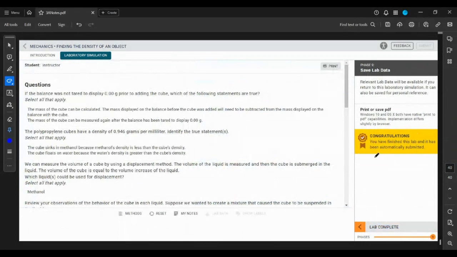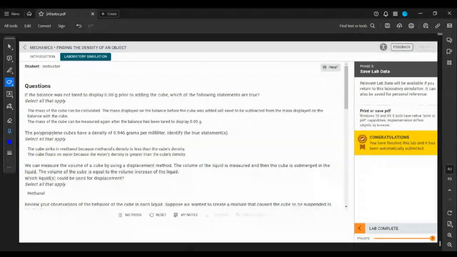So success, we've got congratulations. Hopefully you've got one of those too because you finished. You'll have some lower score if you ran out of time or hit the due date or submitted early and skipped things, but hopefully you got to here. All right, so that's it.